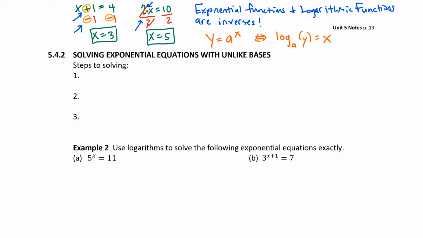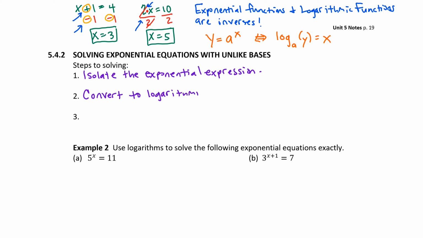To solve an exponential equation, if I cannot get like bases, number 1, if necessary, isolate the exponential expression. Want to get it by itself. Then number 2, convert to logarithmic form. So we're going to take an exponential and convert it to logarithmic form. What I'm doing here is applying an inverse, and that's going to help me solve the equation.